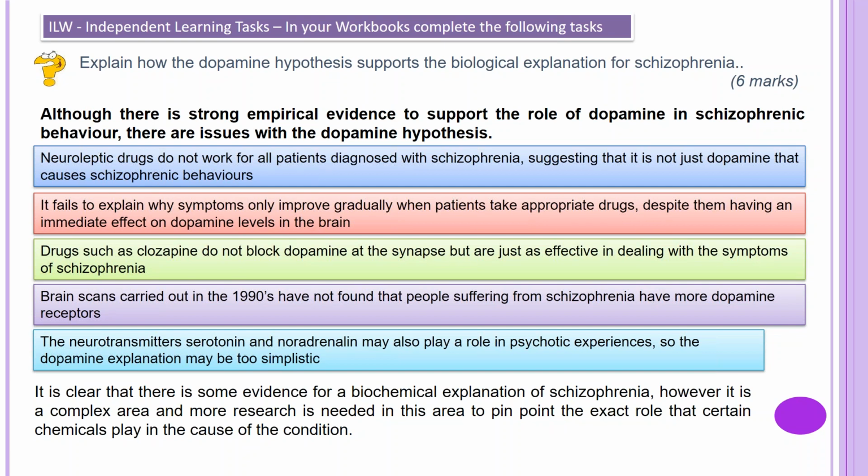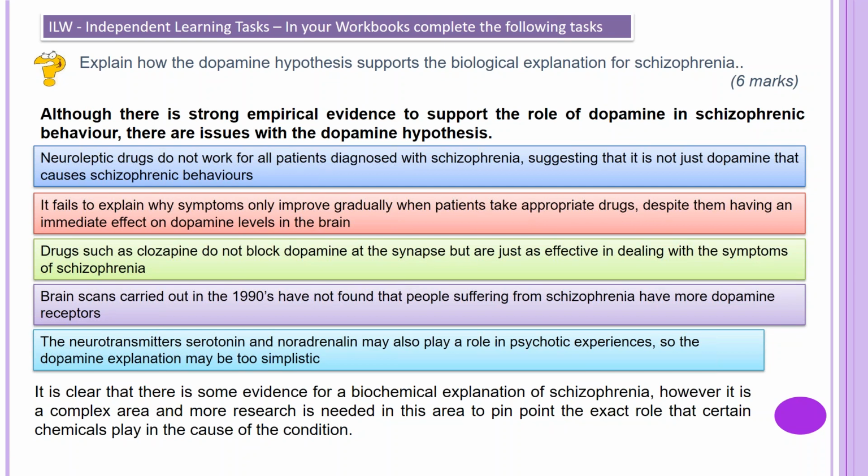And from the previous slide, you need to provide 1 or 2 examples of the evidence, i.e. the recreational drugs, the neuroleptic drugs that block dopamine, post-mortem examinations, the neuroimaging that shows that schizophrenics have more dopamine receptors, and people suffering from Parkinson's disease. So, moving on. Although there is strong empirical evidence to support the role of dopamine in schizophrenic behavior, there are issues with the dopamine hypothesis.